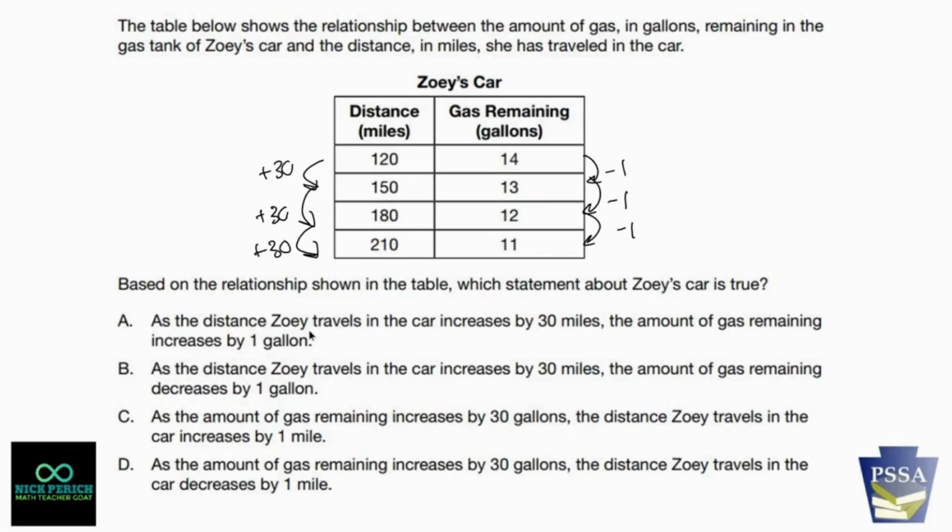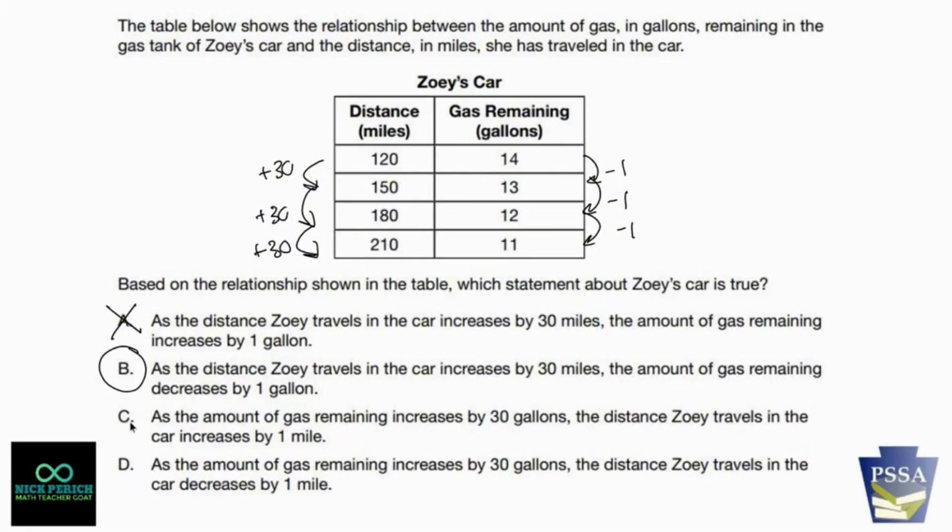As the distance Zoe travels in the car increases by 30 miles, the amount of gas remaining increases by a gallon? Oh, wouldn't that be nice? That would save me so much money. But no, that's not true. As the distance Zoe travels in the car increases by 30 miles, the amount of gas remaining decreases by a gallon, yes.